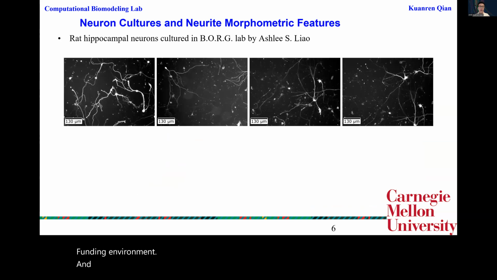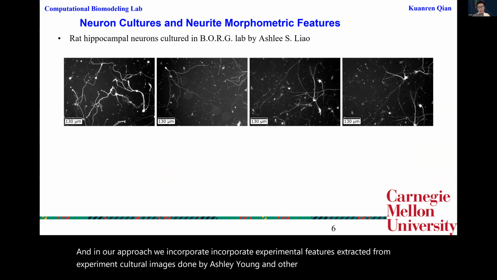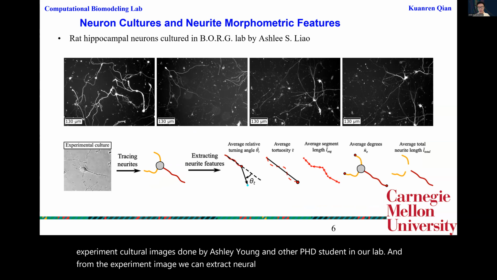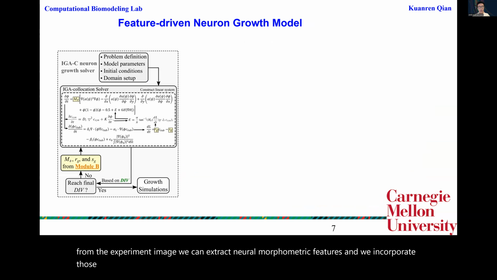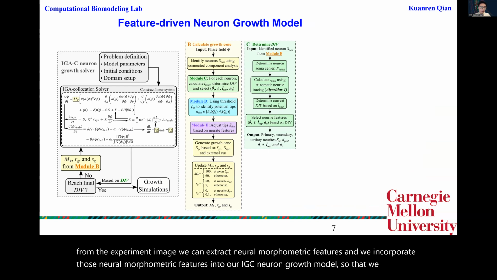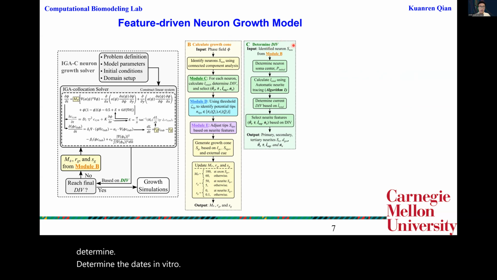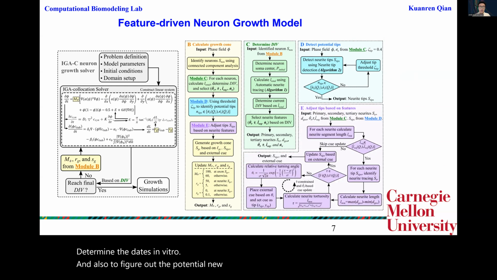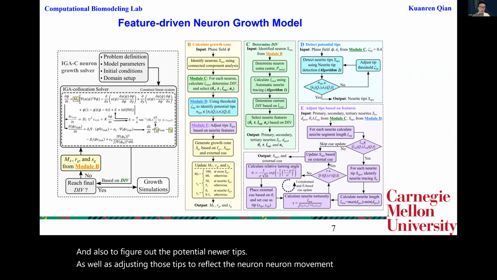And in our approach, we incorporate experimental features extracted from experimental culture images done by Ashley Liao, another PhD student in our lab. From the experimental images, we can extract neural morphometric features, and we incorporate those features into our IGA neuron growth model, so that we can determine the days in vitro, and also figure out the potential neural tips, as well as adjust those tips to reflect the neural growth behaviors.